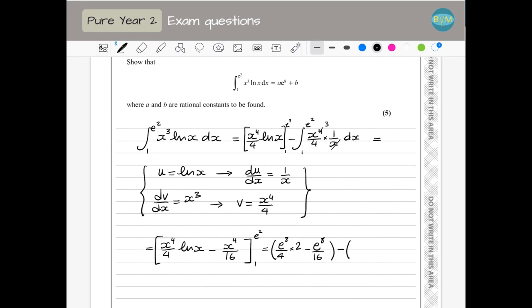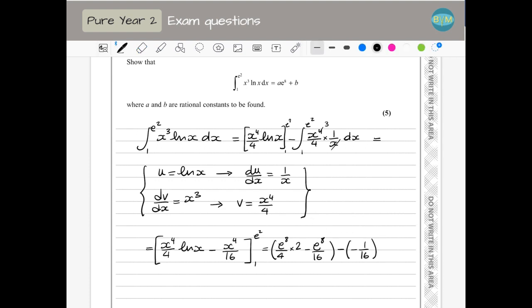Minus, now I substitute by 1. So I have ln 1 is 0, so this first term is 0, and then I have minus 1 over 16. So minus 1 over 16. So this is f of e squared minus f of 1, remember?